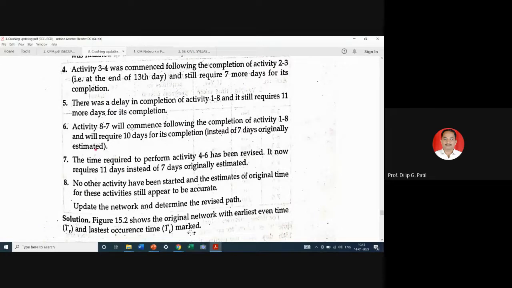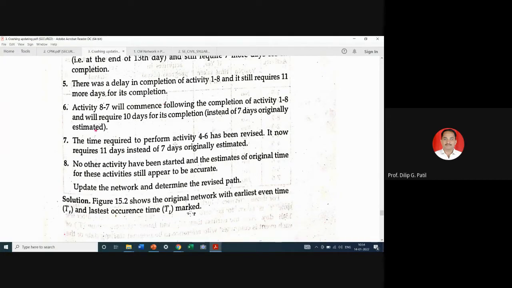So activity 8-7 will commence following the completion of activity 1-8, and it will require 10 days for its completion. The time required to perform activity 4-6 has been revised. It now requires 11 days instead of 7 days originally estimated. म्हणजे काही ऍक्टिव्हिटीज मध्ये जे ड्युरेशन आपण पहिल्यांदा कन्सिडर केले होते, these are also changing. So we need to consider all these changed activity durations.